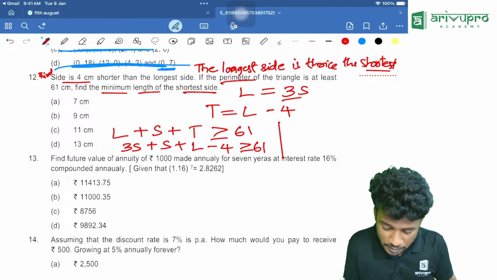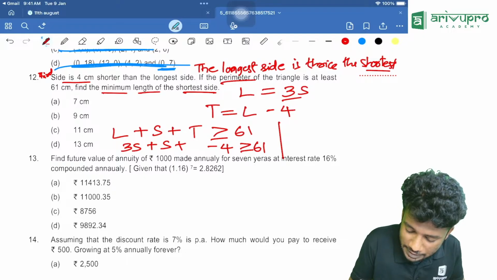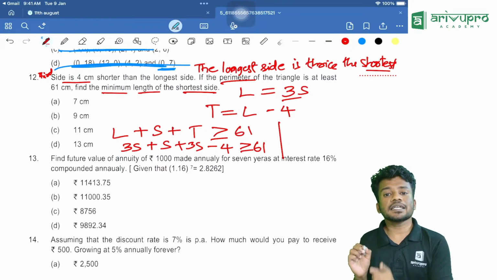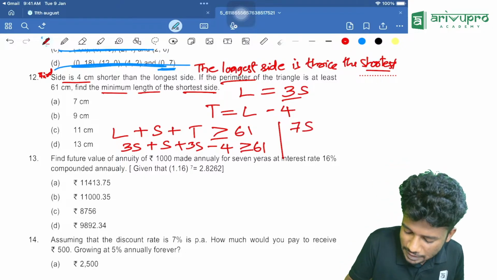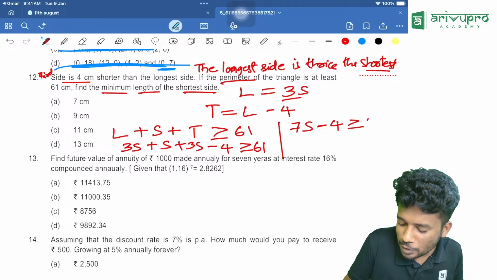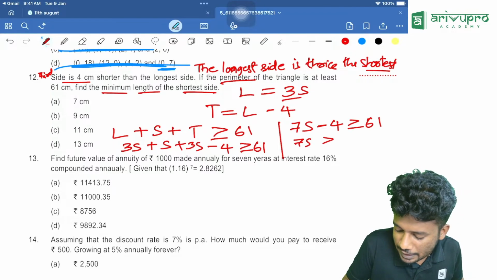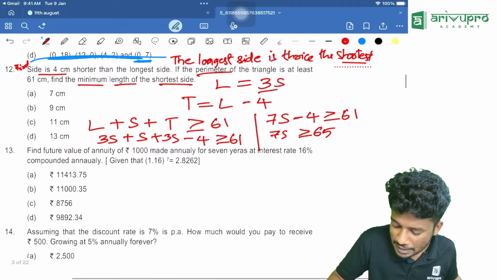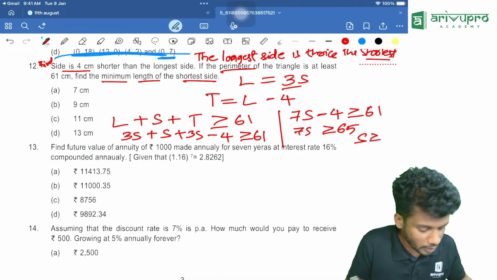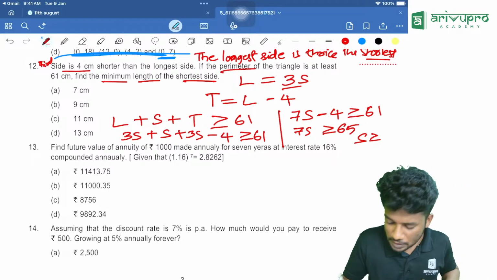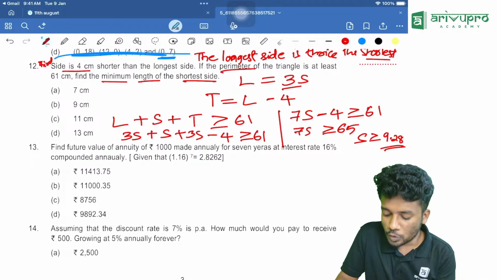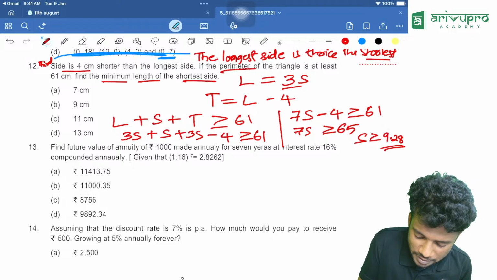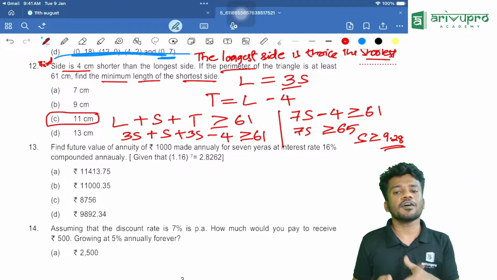People, instead of L, what will we write down? We will write it as 3s. Now 3s plus s plus 3s minus 4 is how much? That is nothing but 7s minus 4 greater than or equal to 61. So 7s is greater than or equal to 65. You tell me what is the value of s. S is greater than or equal to 65 divided by 7, which is nothing but 9.28. So the shortest side value should be greater than or equal to 9.28. Looking at the options, the minimum length is 11. Option C is your answer.